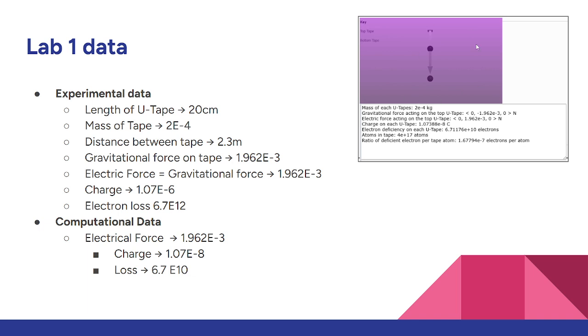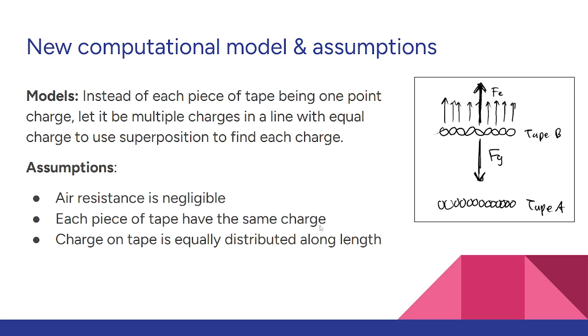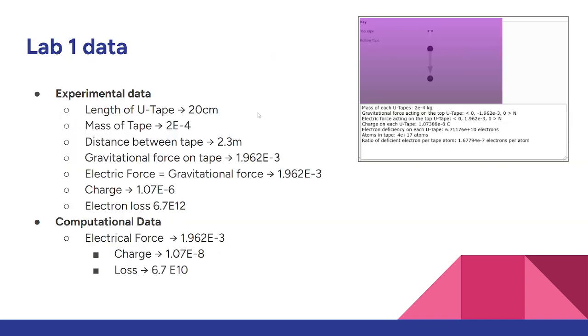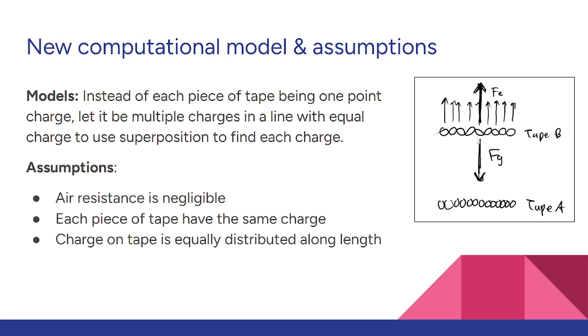And you can see the lab experiment before, which was like this, where there were two point charges. Now, for the new computational model, instead of using just a point charge like earlier, as you saw here, we're going to be using multiple charges that look like this, where we simulate multiple charges going up with the same electric charge, with the same force up and gravity down, to get a better understanding of the forces on the tape.